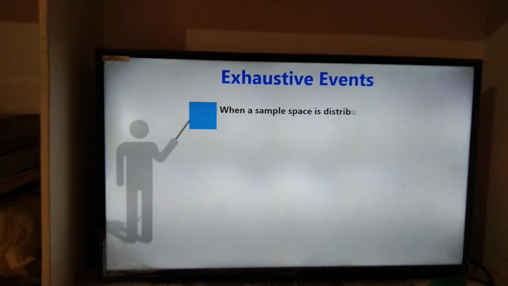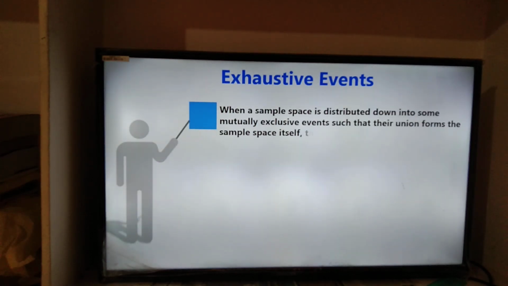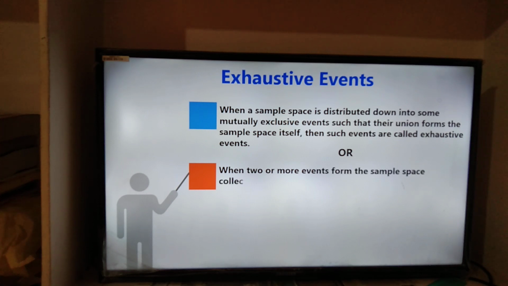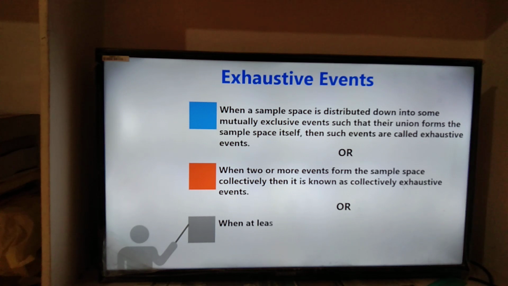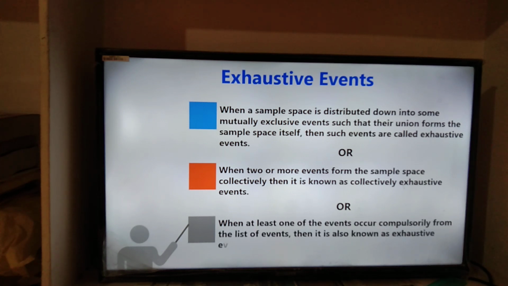Now, exhaustive events. When a sample space is divided into some mutually exclusive events such that their union forms the sample space itself, such events are called exhaustive events. Or when two or more events form the sample space collectively, then it is known as collectively exhaustive events. Or when at least one of the events must occur from the list of events, then it is also known as exhaustive events.